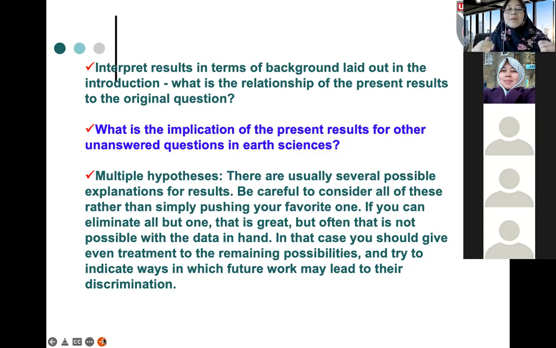as threshold values to be saying that you have achieved this objective. So what is the implication of the present results for other unanswered questions? Okay, if this one is there, it's fine. And then of course you have hypotheses. So you are trying to answer your hypothesis.